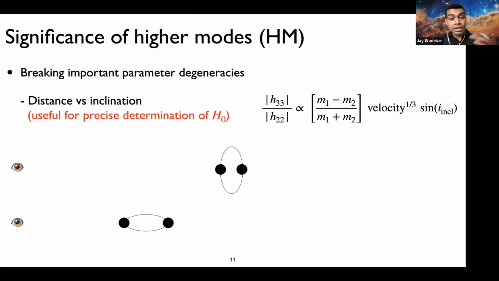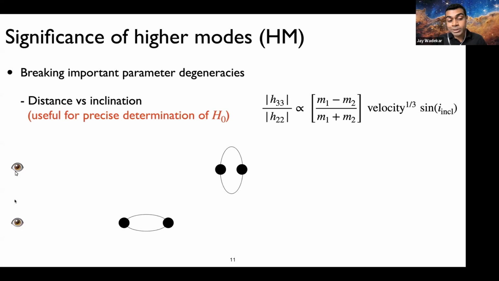But in terms of just some physical motivation for higher modes, so the importance of higher modes. These higher modes have an amplitude around 10% of the amplitude of the quadrupole. So these are not the same order as the quadrupole, they are of a higher order. But even though they are about 10%, they are important because they can break important parameter degeneracies.